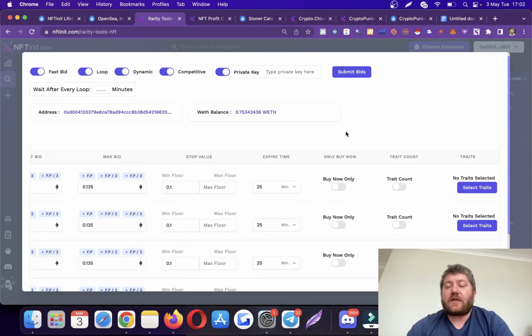Now here, if you are interested in bidding on NFTs that are currently being listed or actively being sold, you can toggle this on. And trade count is a methodology of ranking. So I usually leave the trade count off.